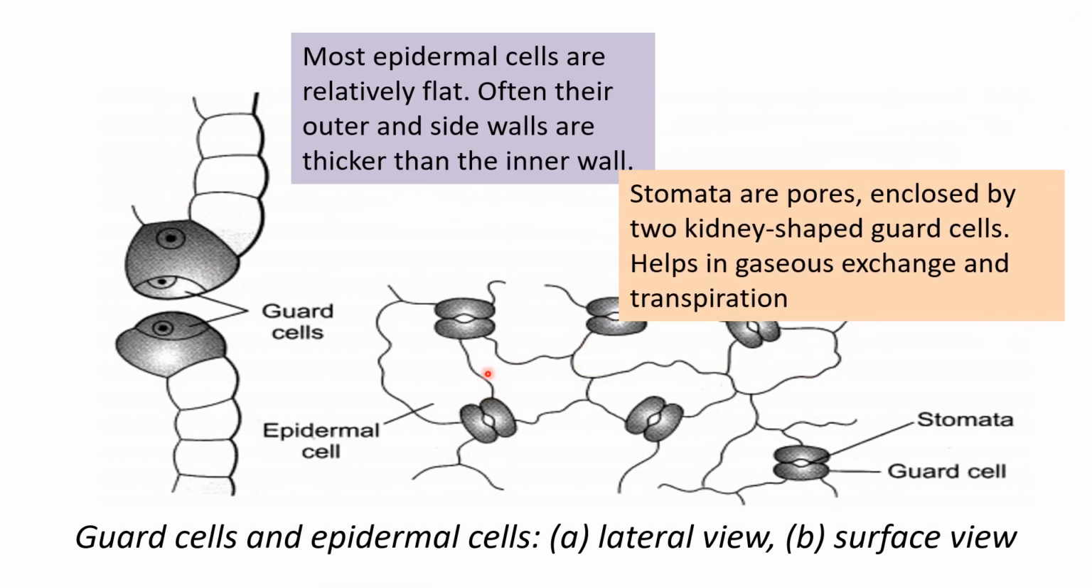So these are all the epidermal cells and these are the guard cells और उसके बीच में जो पोर है इसे हम लोग स्टोमेटा कहते हैं. These stomata are enclosed by the kidney shaped guard cells which help in exchange of gases and in transpiration. राइट, तो ट्रांसपिरेशन वाटर का लॉस भी इन स्टोमेटल ओपनिंग से ही होता है और गैसेस का एक्सचेंज भी इन स्टोमेटल ओपनिंग से ही होता है.